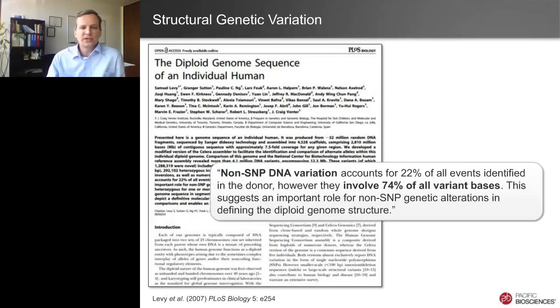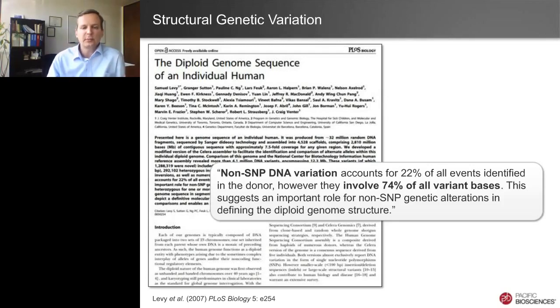Now, going beyond SNPs, it has been well understood since the first diploid genome sequence of an individual human was deciphered, this was a paper by the group of Craig Venter and colleagues, that non-SNP DNA variation is also very frequent and pervasive through the human genome.